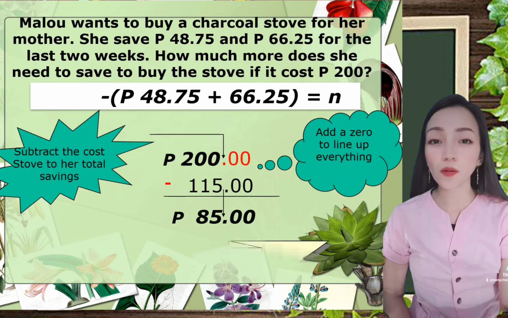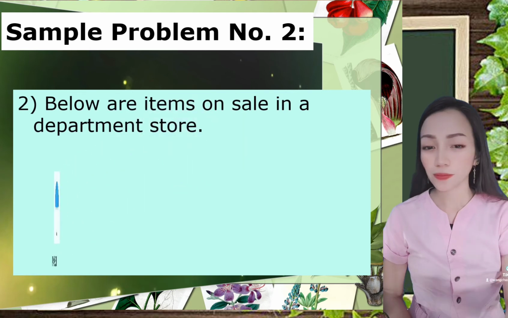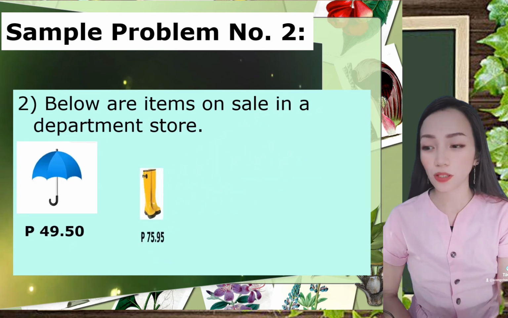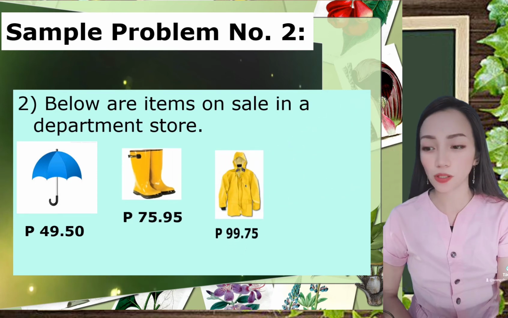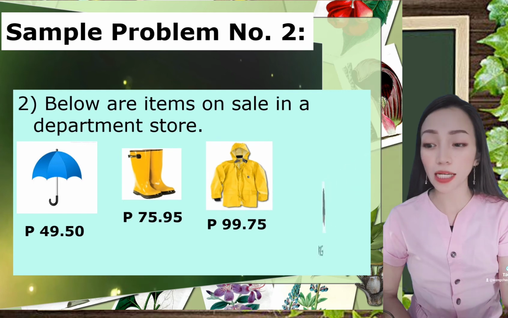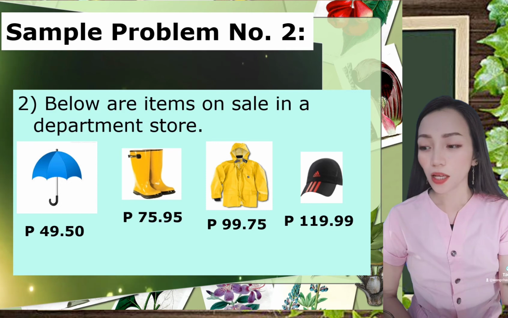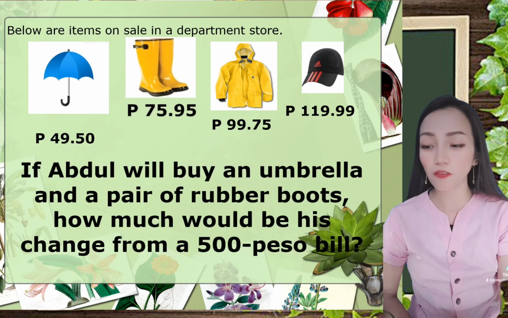Let us now proceed to sample problem number 2. Below are items on sale in a department store. Umbrella costs 49.50 pesos. Boots cost 75.95 pesos. The raincoat costs 99.75 pesos. And the cap costs 119.99 pesos. If Abdul will buy an umbrella and a pair of rubber boots, how much would be his change from a 500 peso bill?